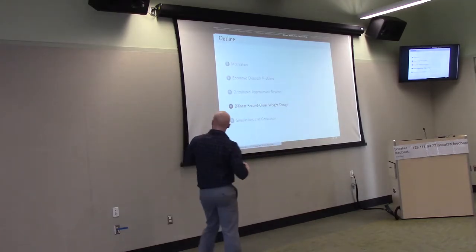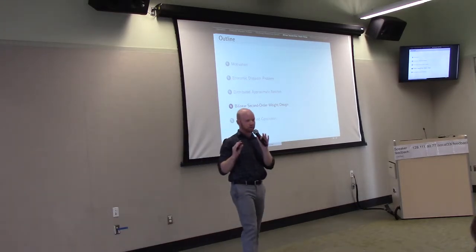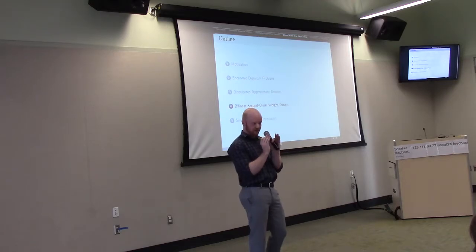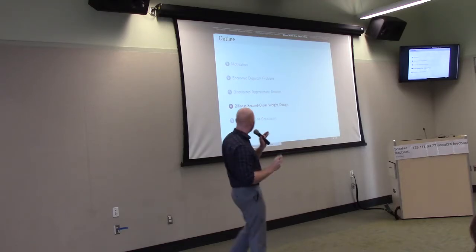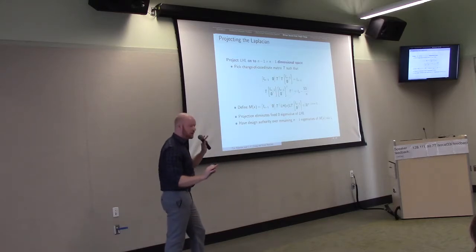Okay, so what's going on here with this weight design stuff? I've been asking you to take my word for it so far that we can squeeze these eigenvalues characterized by epsilon. But how do we actually do that? What does it look like? There's a lot going on here. I may just briefly go through this.